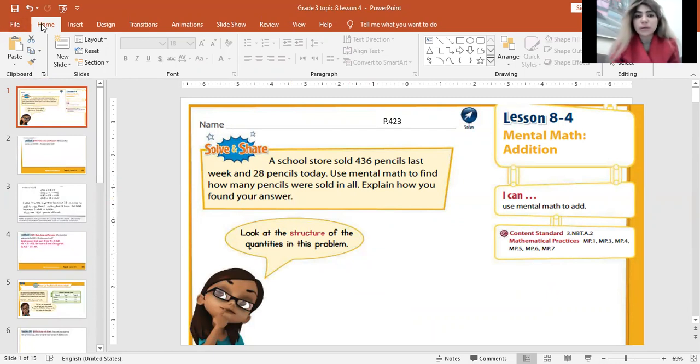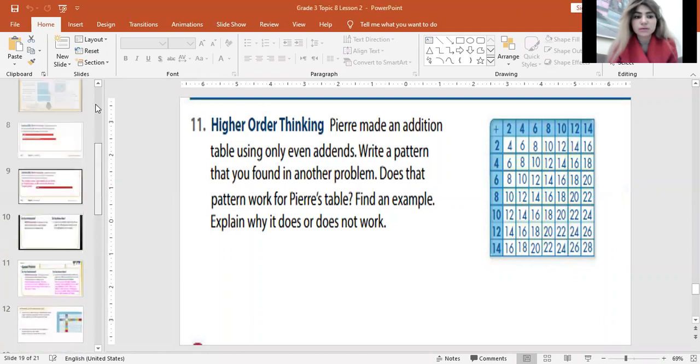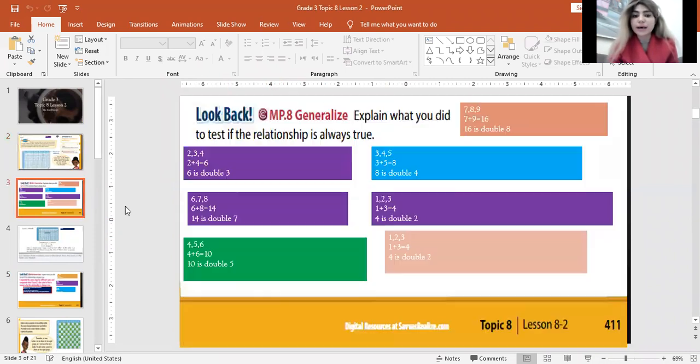And also, let's see topic 2, lesson 2. Yes, here, if you want to draw this as your project and explain for us that you shaded 2, 3, and 4, and how 2, 3, and 4. When we add the first number and the last number, we will get double the number in the middle. So that would be awesome. So I will wait for your projects, and good luck.